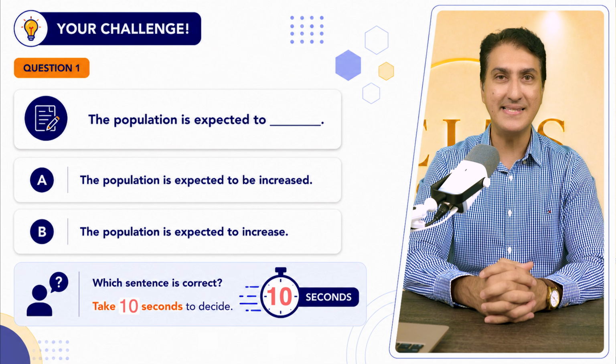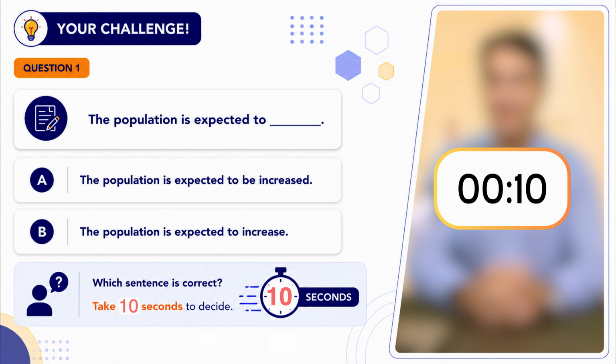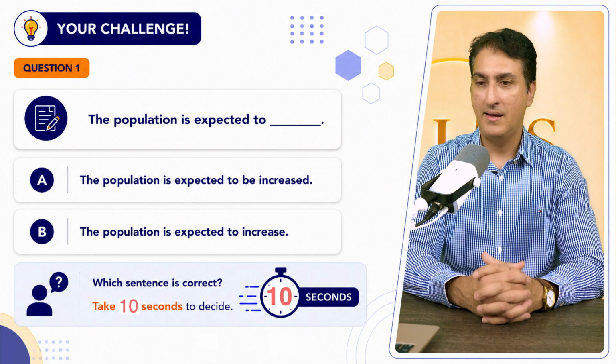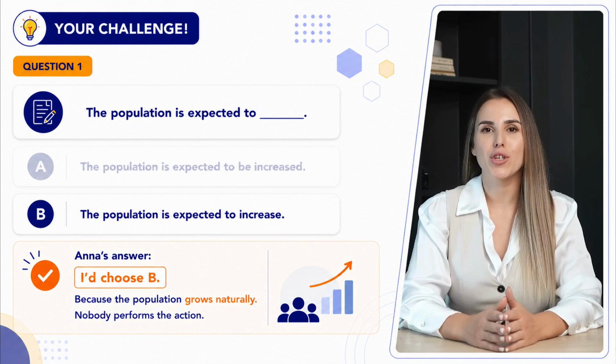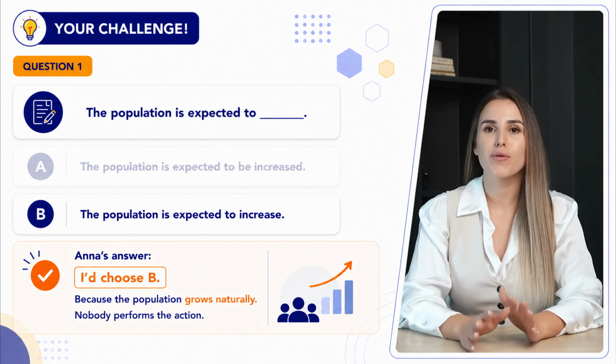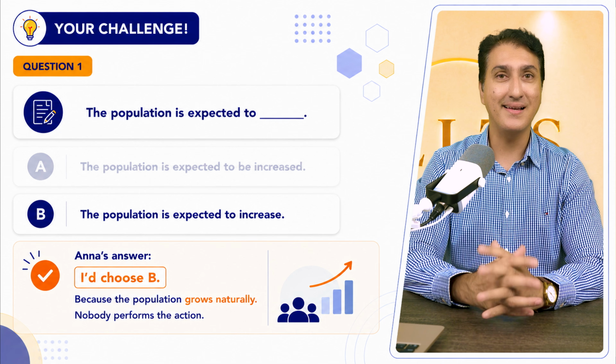Now it's time for our final challenge. Anna, two sentences will appear on the screen. I want you to choose the correct sentence. You have 10 seconds for each question. Anna, what's your answer? I would choose B, because the population grows naturally. Nobody performs the action. Exactly.